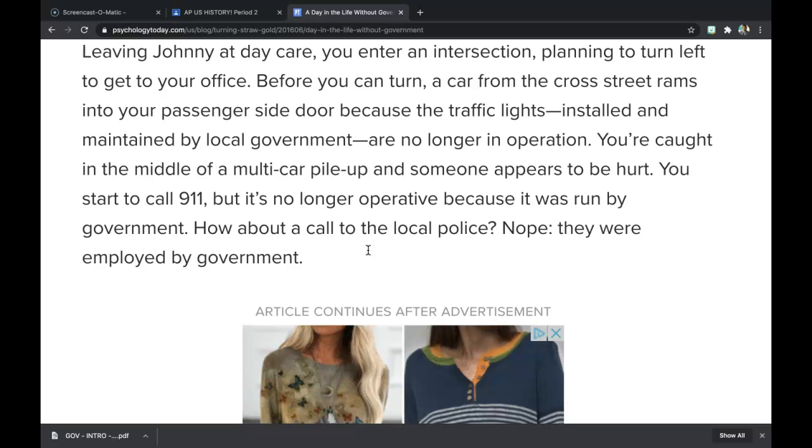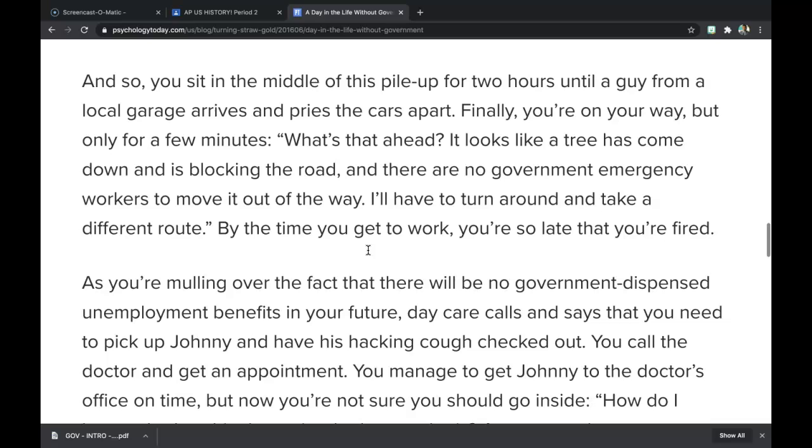You start to call 911, but it's no longer operative because it was run by government. How about a call to local police? Nope. They were employed by the government. And so, you sit in the middle of this pileup for 2 hours until a guy from a local garage arrives and pries the cars apart. Finally, you're on your way, but only for a few minutes.